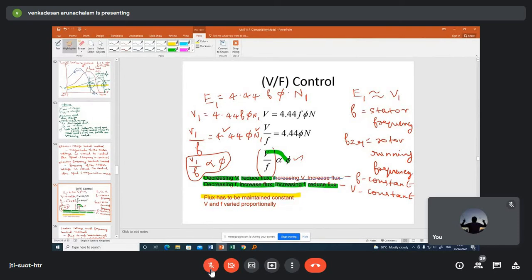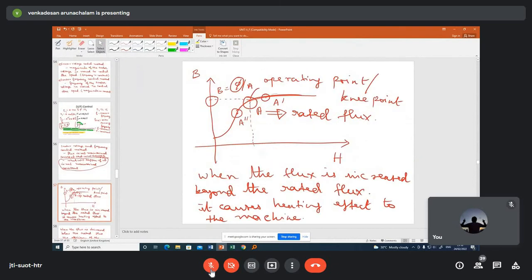In order to overcome this problem, people have come up with another speed control method called the V by f control method. When you vary V, f also is varied. That is called the V by f speed control method. How to vary V and f proportionately with respect to each other? Only by using a power electronics converter it is possible. The name of the power electronics converter is inverter.